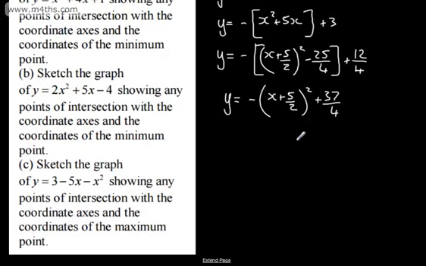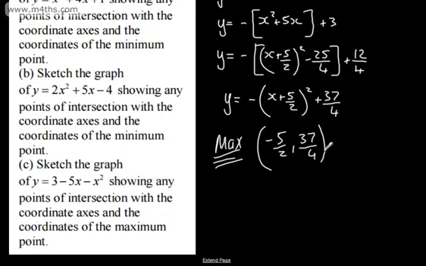Okay, so what does this tell us? Then what we can see is the coordinates of the maximum point. We've got this now, and we're moving 5 over 2 to the left, so it's going to be negative 5 over 2, and then we're moving 37 over 4 up. So that's the maximum point.